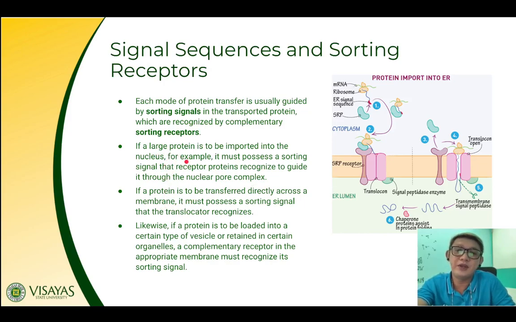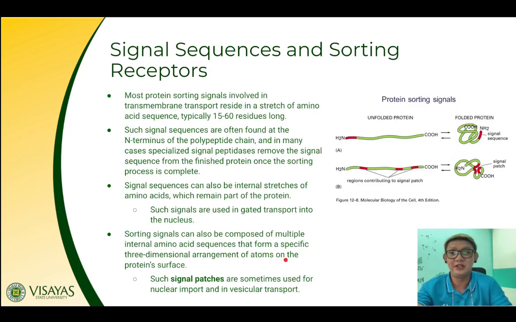So, if a large protein is to be imported into the nucleus, for example, it must possess a sorting signal that receptor proteins recognize to guide it through the nuclear pore complex. And if a protein is to be transferred directly across the membrane, it must possess a sorting signal that the translocator, like this, could recognize. Likewise, if a protein is to be loaded into a certain type of vesicle or retained in certain organelles, like in the vesicular transport, a complementary receptor in the appropriate membrane must recognize its sorting signal.